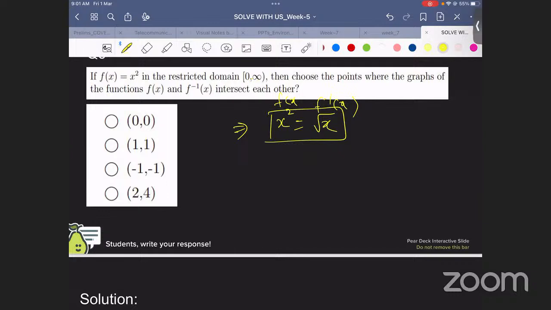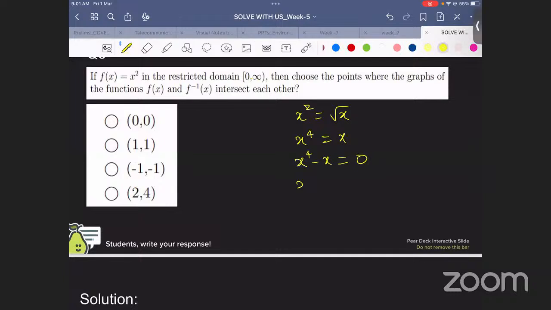We can get zero, or maybe x equal to y. See, x square is equal to root of x. You can do the square on both sides, and you'll be left with x to the power 4 equals x. Now you're left with x to the power 4 minus x equals 0. So now x cube minus 1 equals 0.